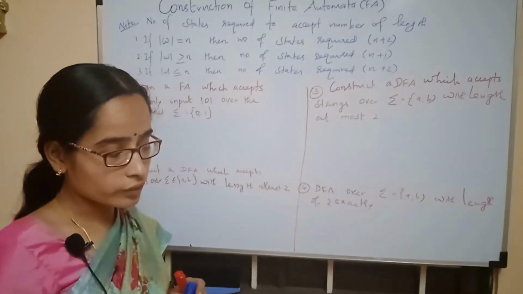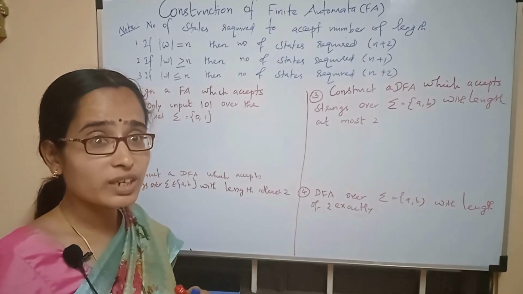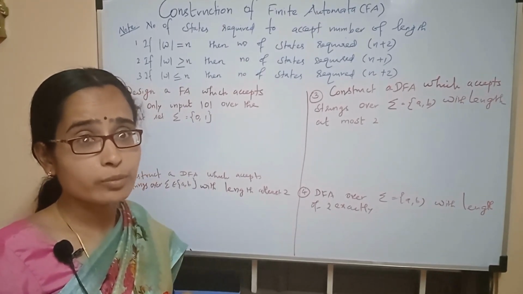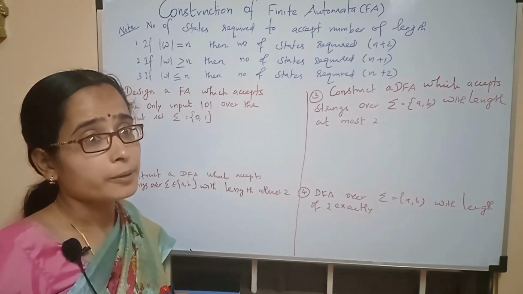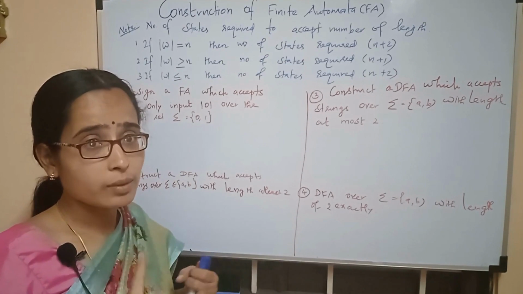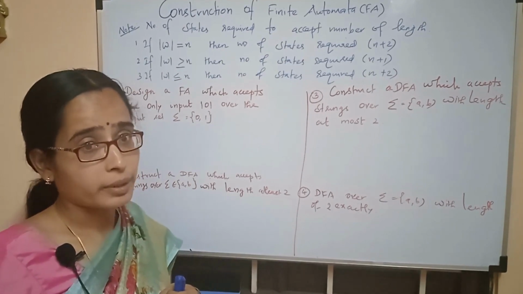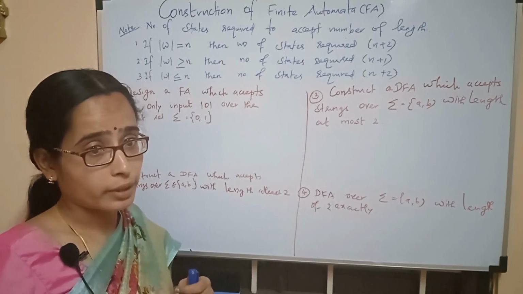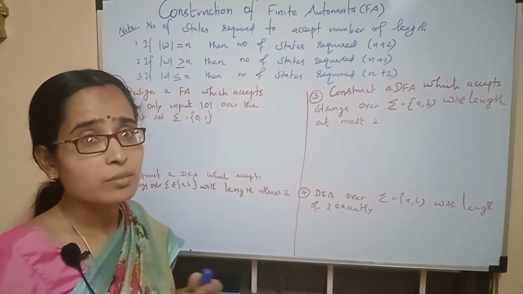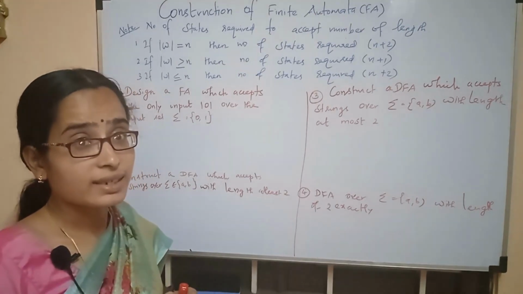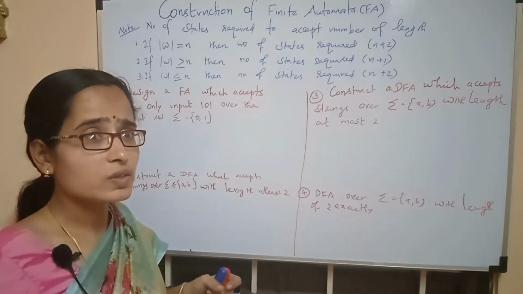Hi everyone. Today in the series of theory of computation lectures, we'll see how to construct a finite automata for a given problem statement. In the previous lecture, we have seen what is finite automata and what is the five-tuple notation of finite automata, and also we have seen how to represent that finite automata using transition diagram as well as transition table. And today we'll see how to construct that finite automata.